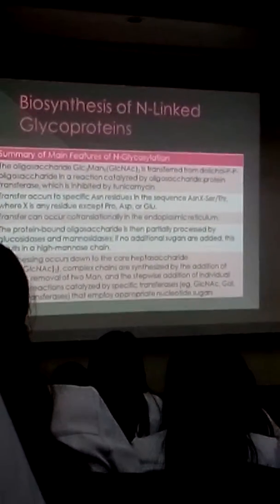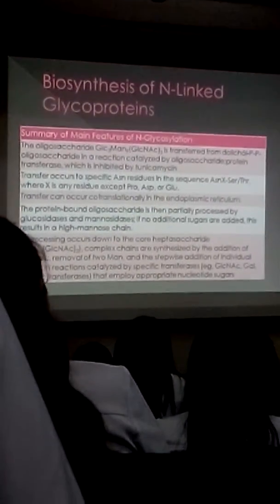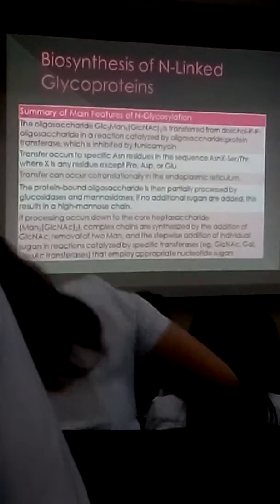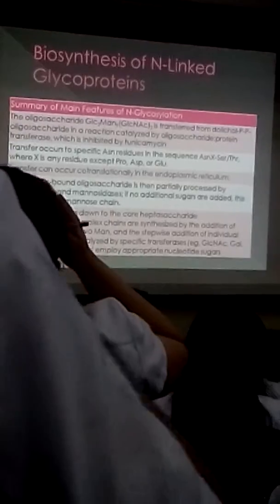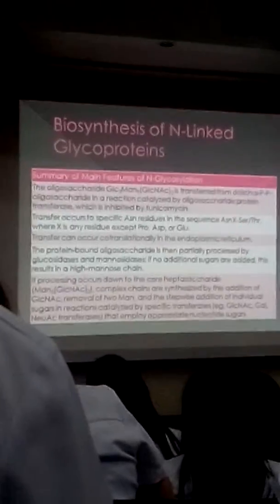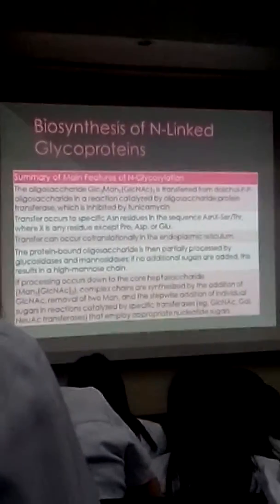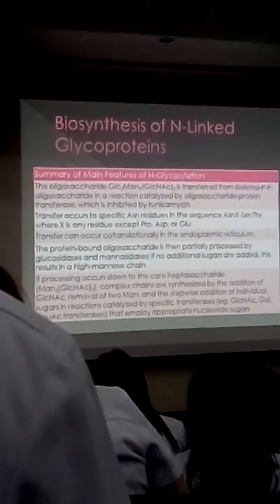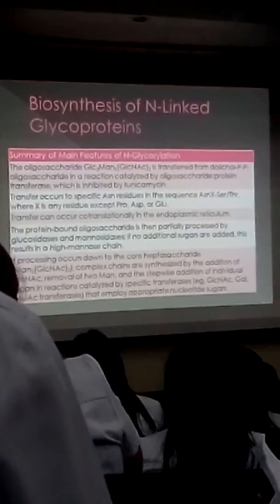Summary of the N-link. This is also in Harper's. So what's significant here? Transferred by dolicol PP. What's PP? Pyrophosphate. What do you mean by pyrophosphate? It's like a diphosphate. Similar. And then this is the enzyme inhibited by tunicamycin. Remember which type? Is it for dolicol formation? Yeah. Is it tunicamycin? Dolicol? No, inhibition.